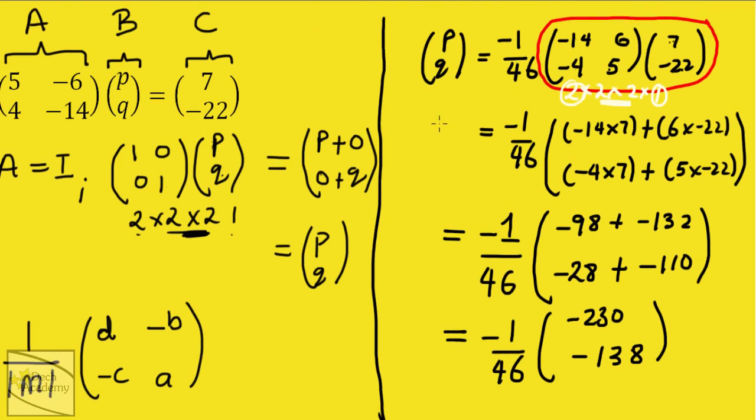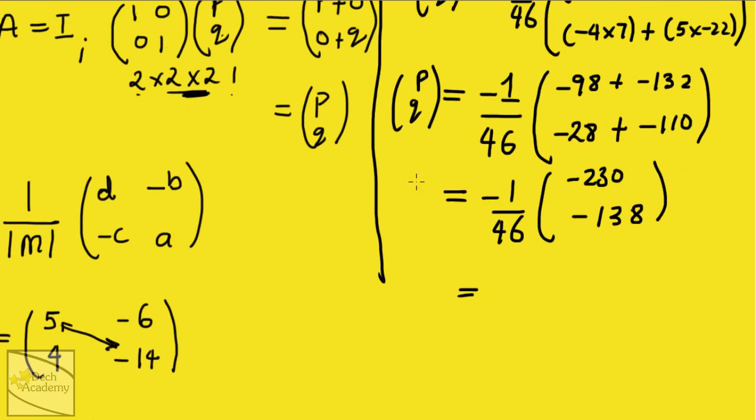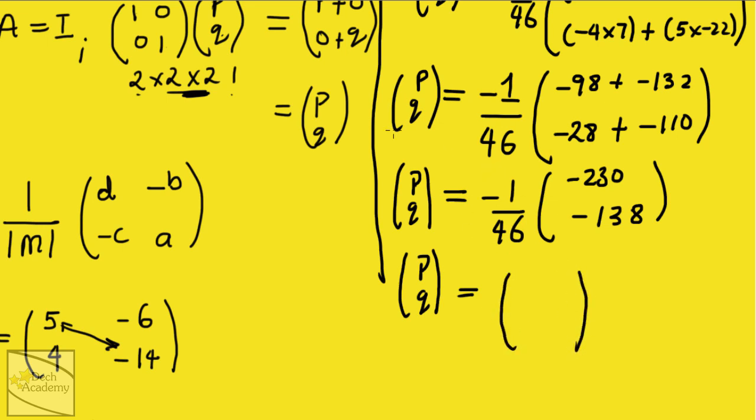Therefore, remember, we have PQ on this side. We want to get a form where we can compare elements in the same position. So we just want a simple 2 by 1 matrix on the right hand side. So minus 1 over 46. Remember, when you're multiplying a matrix by a scalar, you multiply the scalar by each element of the matrix. So we're going to multiply this scalar. Minus 1 over 46 is a scalar. It's just a number. We're going to multiply by each element.